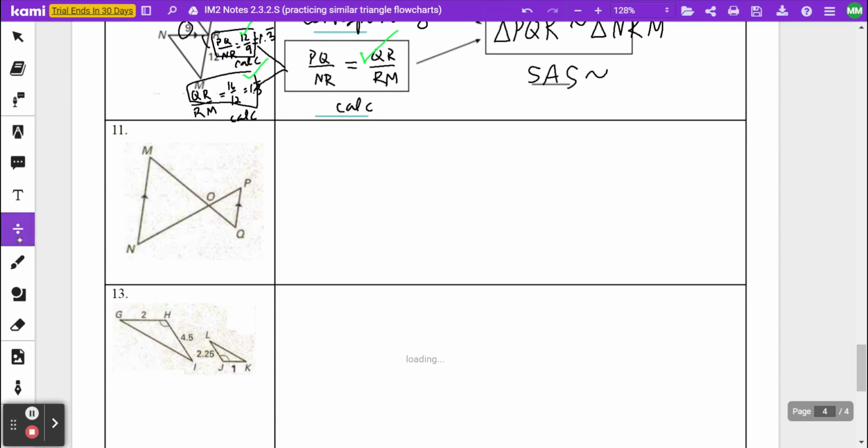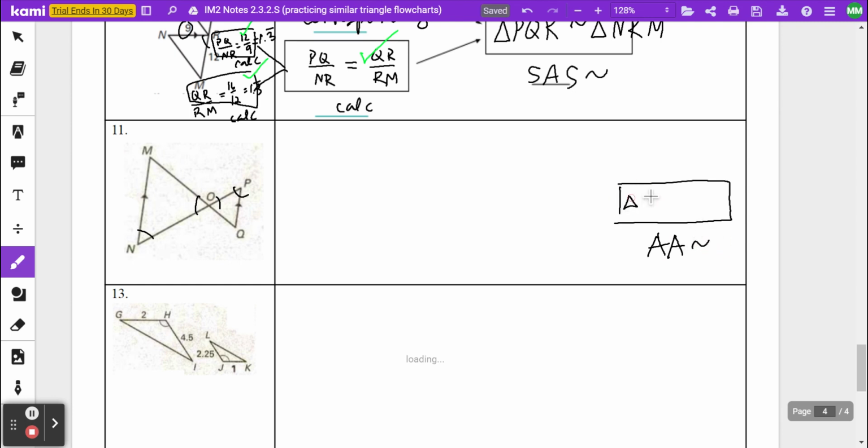All right, we've got parallel lines, which give us alternate interior angles. Alternate interior angles. And we've got vertical angles, and that's enough to prove angle-angle similarity. So, by angle-angle similarity, triangle MON is similar to triangle QOP.